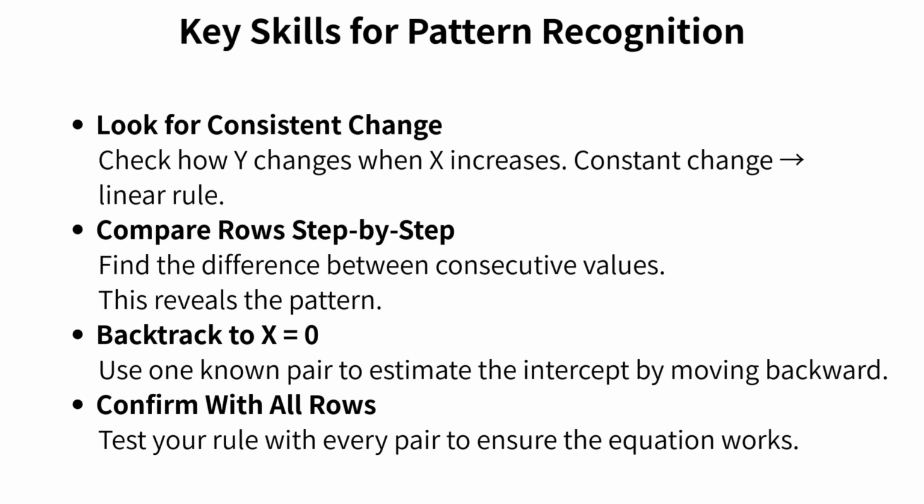Here are the 4 key skills you need for recognizing patterns in a table. First, look for consistent change. When the increase in y is always the same as x increases, you are likely dealing with a linear pattern. Second, compare the rows step by step. The difference between consecutive values almost always reveals the rule. Third, estimate what happens when x equals 0. You can do this by stepping backward from any known pair, which helps you find the intercept. Finally, confirm your equation with all the rows. A correct rule should work for every pair in the table. With these 4 skills, you can identify patterns quickly and accurately on the SAT.